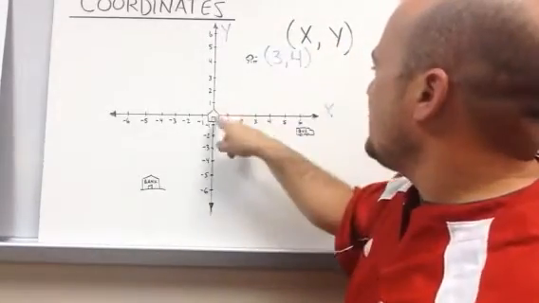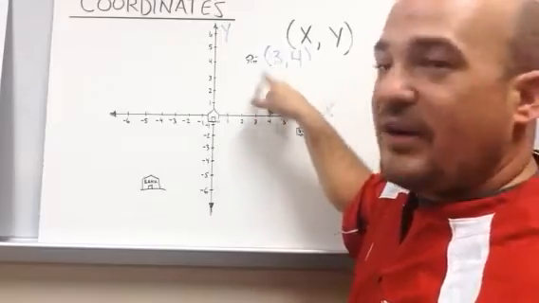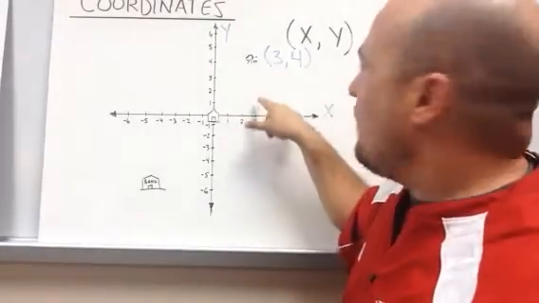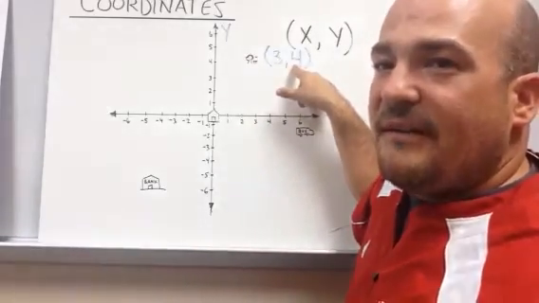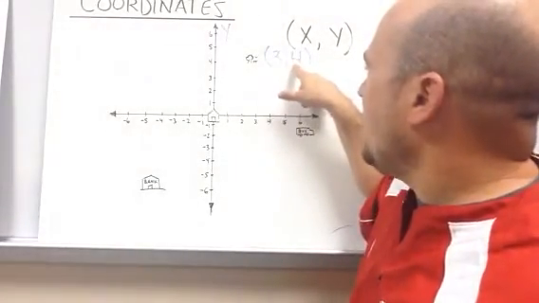So in my coordinates, I said I went over 3 first. I went across 3, and then I went to the sky 4. So that's why my y is 4. Okay, so your x and then your y.